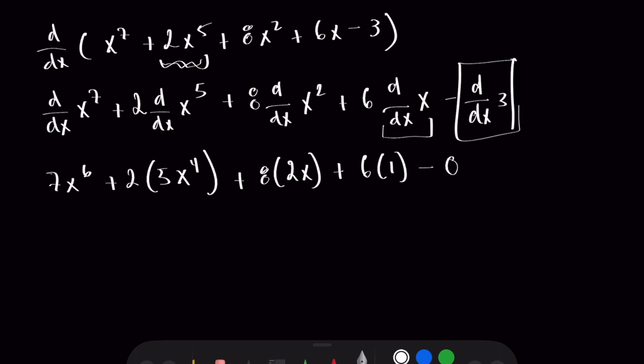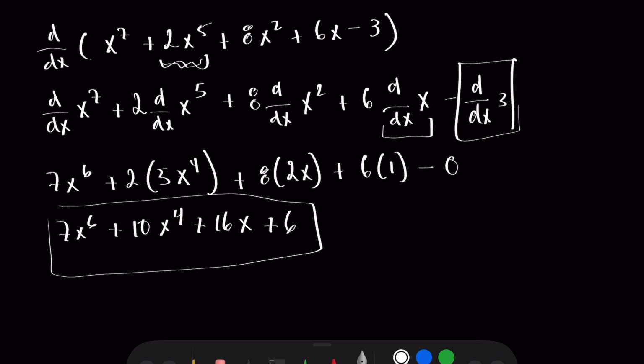And now let's simplify. So 7x to the 6th stays the same. Then we have 10x to the 4th. Then we have 16x, because 8 times 2 is 16. And then we have plus 6. And this is the derivative of the function above. So what we used was the constant multiple rule, and we used both the sum rule and difference rule.